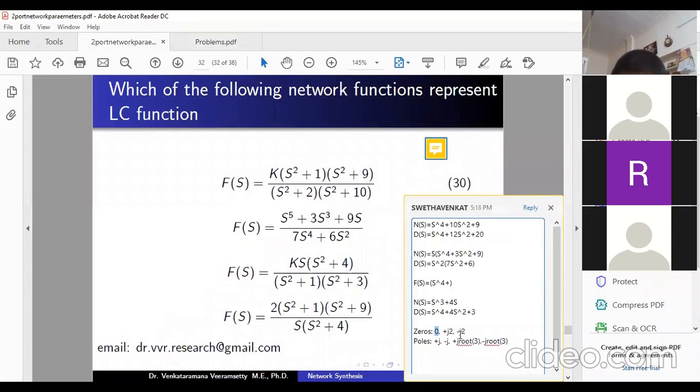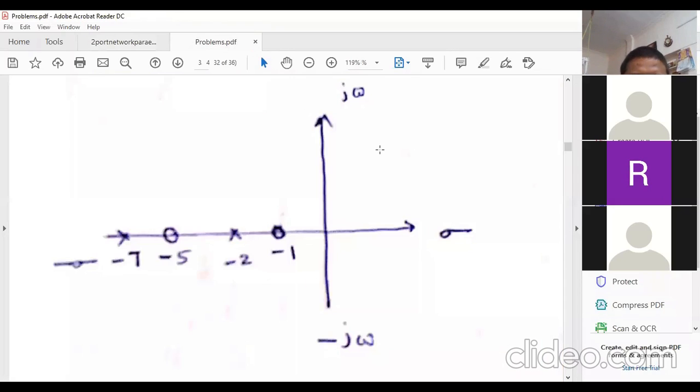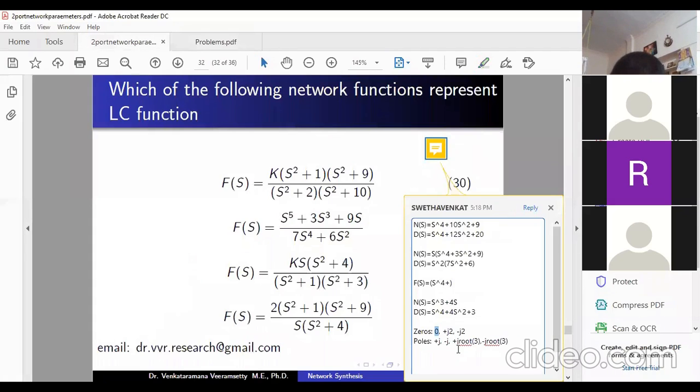So first, there is a 0 at the origin. Here there is a 0 at the origin. Here there is a 0, and another 0 at plus j2 and minus j2.